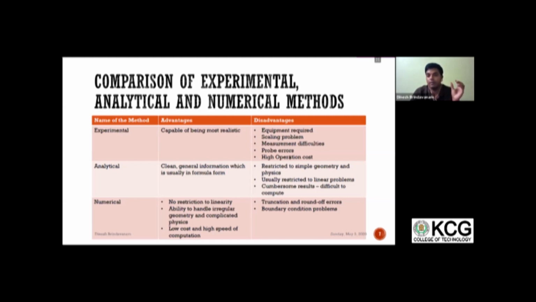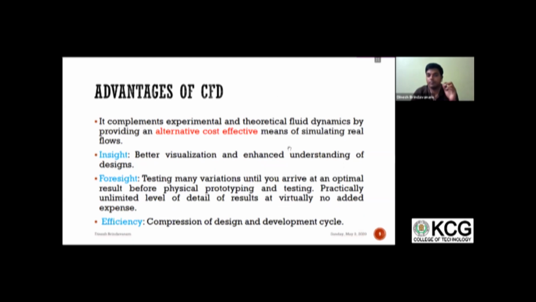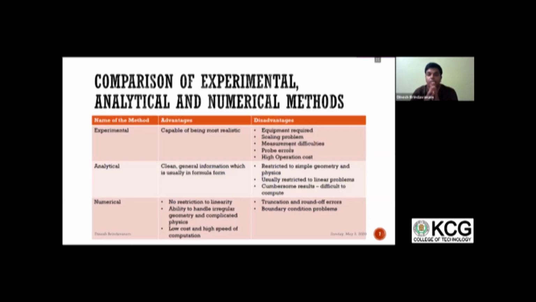like you want to find how much pressure is dropping across a very long pipeline. In that case, we cannot get pipelines of many kilometers in length to simulate it. It's very costly, so the scaling problem also occurs. There can be measurement difficulty and probe error, from the instruments used to measure those readings, and it can be a high-cost operation. For running an individual experiment, you need to spend a lot of money.